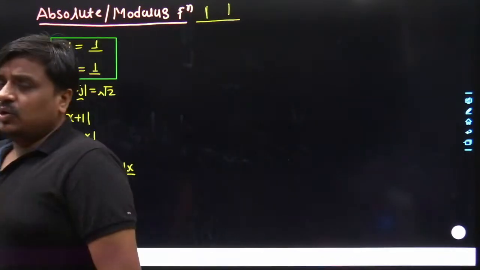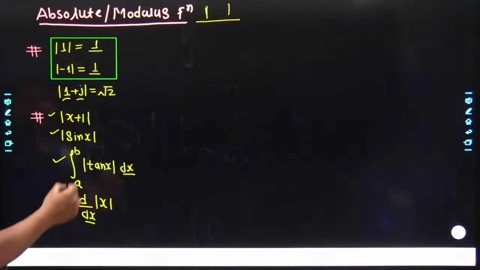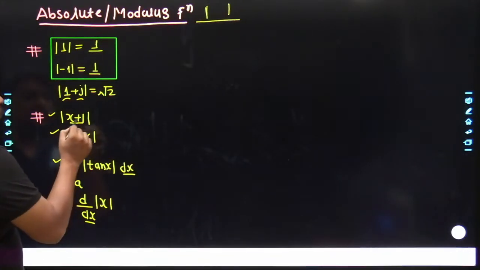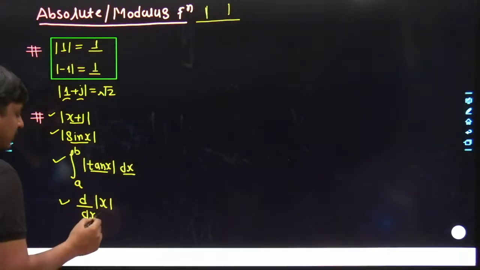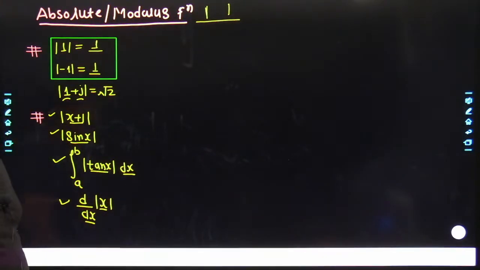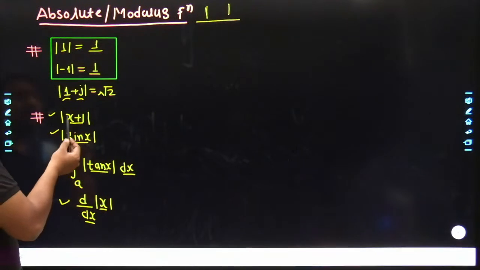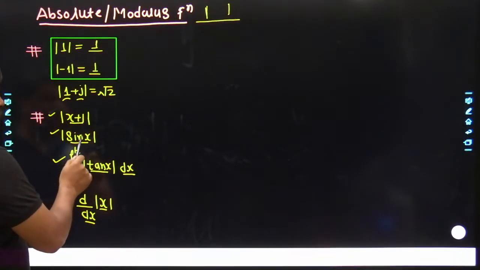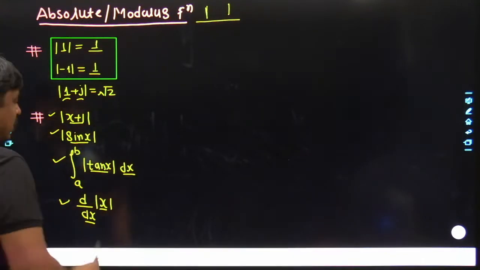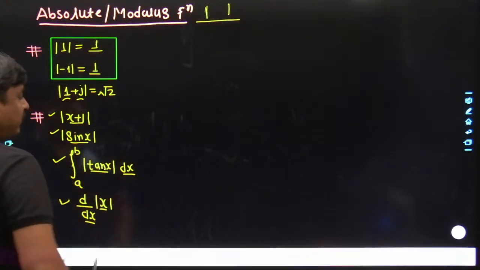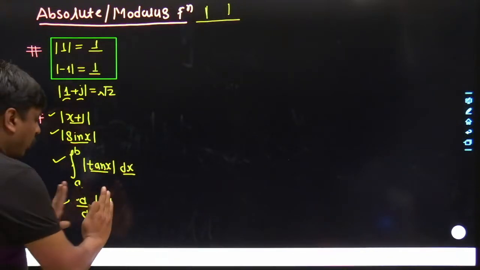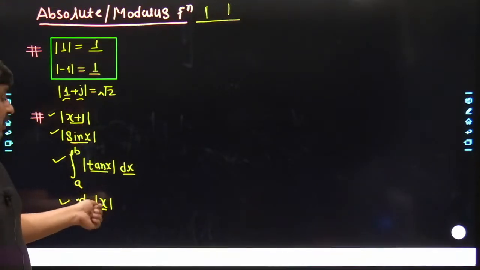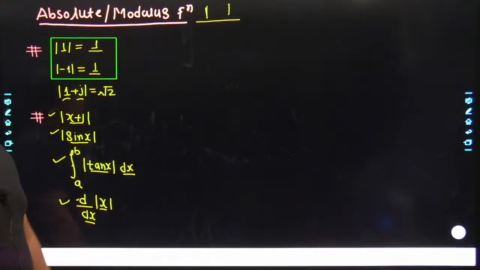Could you understand or not? Whatever functions we have taken inside the modulus, they all have been real valued functions. What does that mean? For all real values of x, x plus 1 is always going to be real. For all real values of x, sin of x is always going to be real. For all real values of x, tan of x is always going to be real. Similarly, for all real values of x, the x is going to be always real.